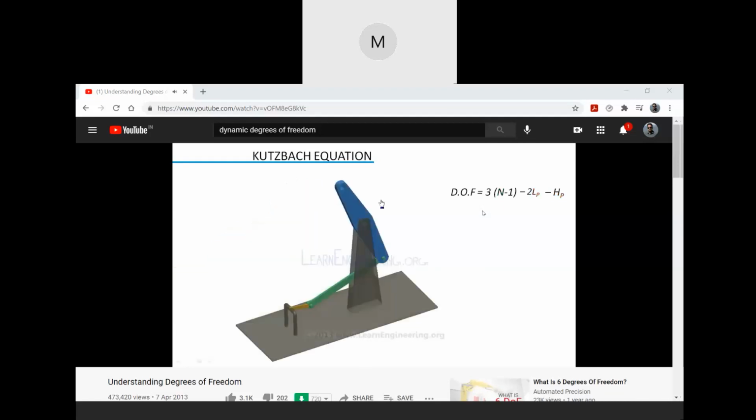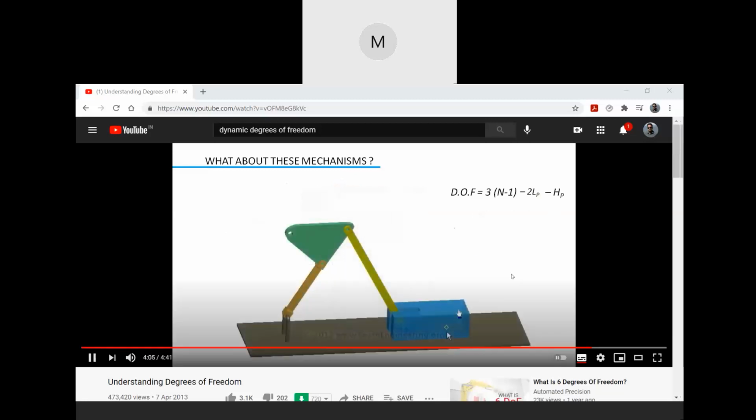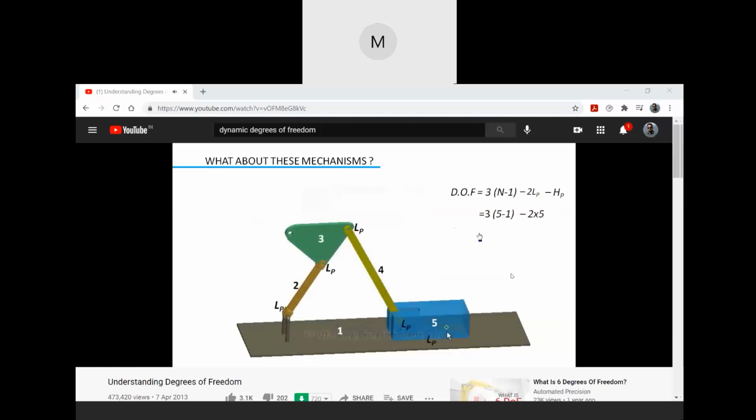Back to the same old planar mechanisms. This mechanism has 4 links and 3 lower pairs. So mobility is 1. Cam and follower has 3 links, 2 lower pairs, and 1 higher pair. So mobility is again 1. This mechanism has 5 links and 5 lower pairs. So mobility is 2.